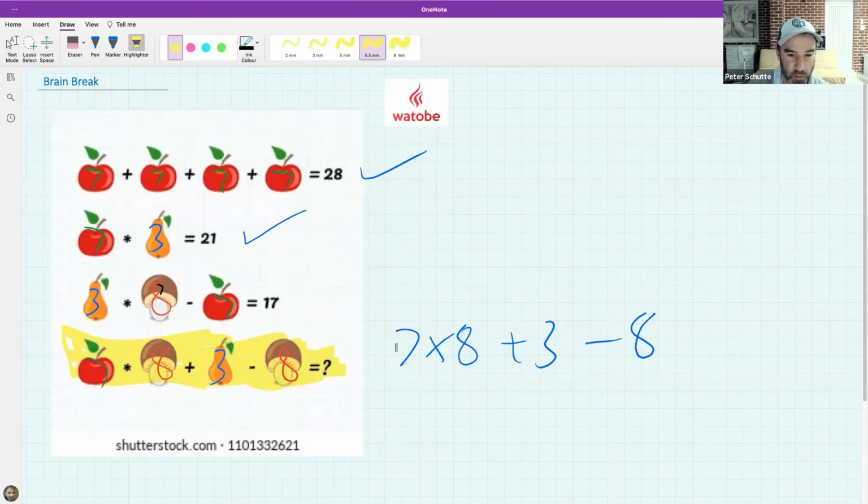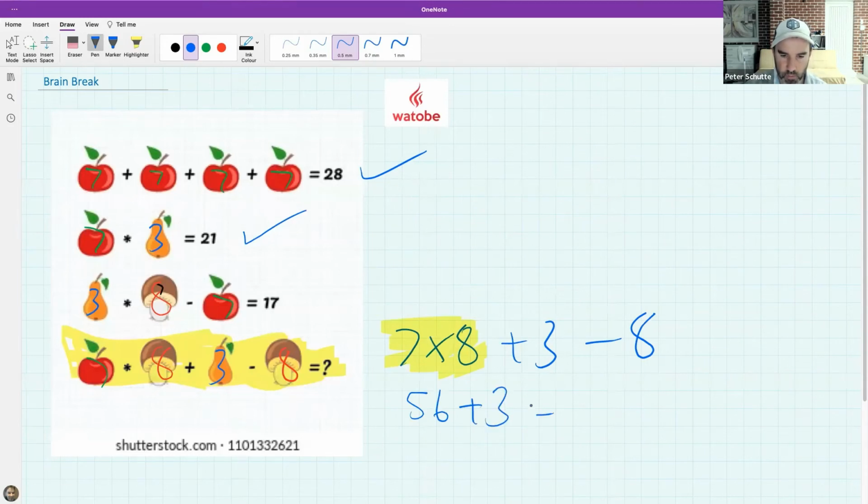And we actually need to know our BODMAS. The BODMAS says this must get done first. So if the BODMAS says, or PEMDAS, whatever, I know my times tables, I should get 56 for this, plus 3, which is 59. I see a lot of you have beat me to the answer.